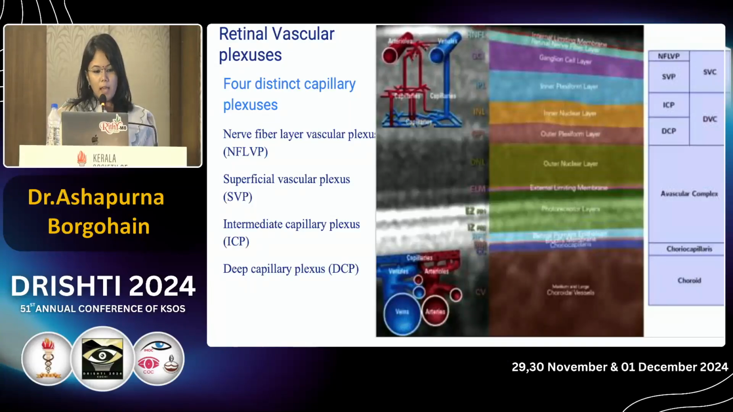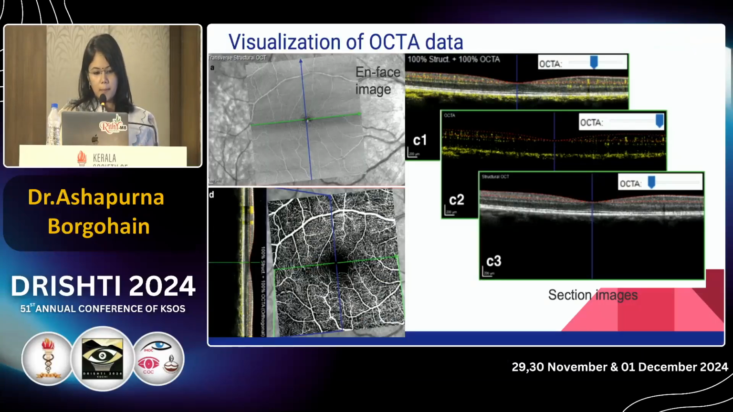The 4 distinct capillary plexuses which we can see in OCTA are the nerve fiber layer plexus and superficial vascular plexus, which are seen in the superficial vascular complex, and the intermediate and deep capillary plexus, which together form the deep vascular complex. When we get images from an OCTA, the raw data can be seen as an en-face image or section images. The en-face image can be of 2 types: the structural en-face image, and the OCTA image.